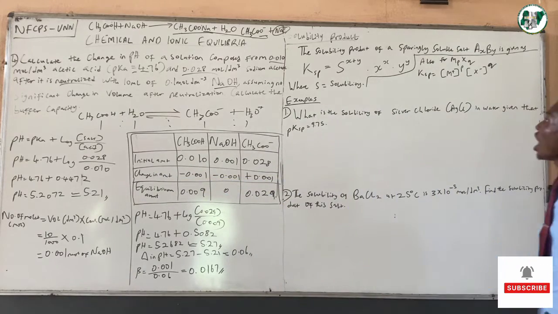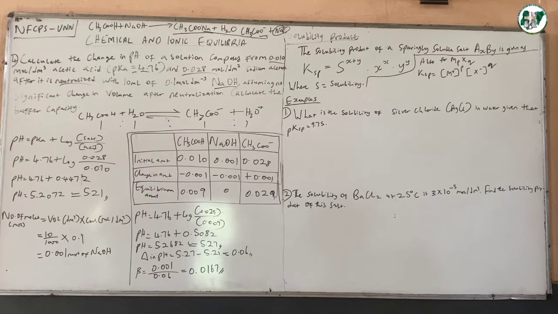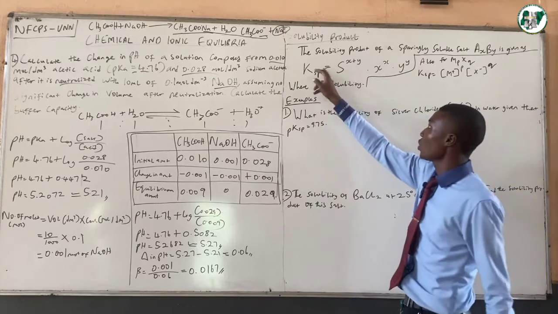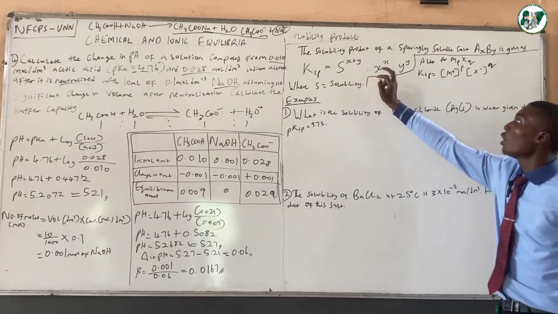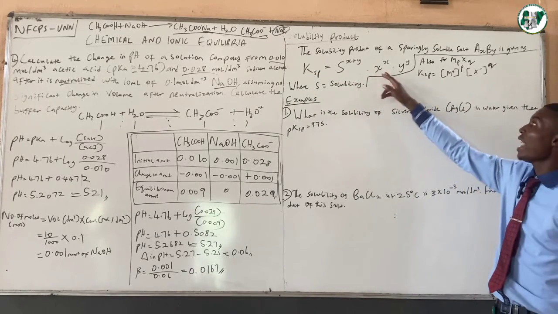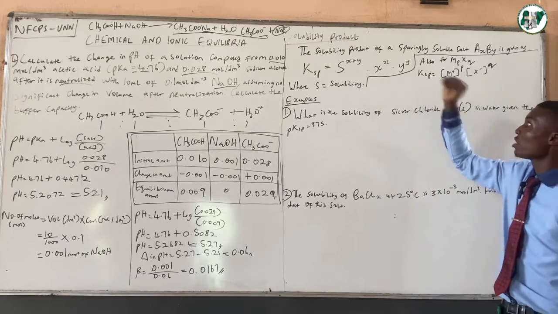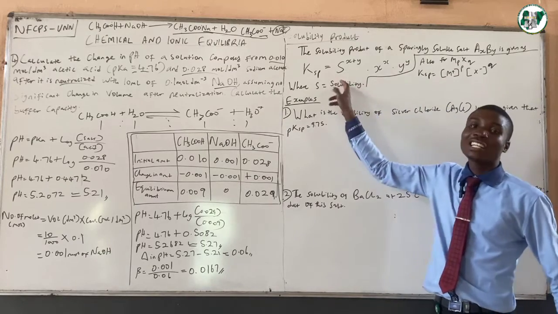and equilibrium amount. So the next thing we're going to be moving over to is the solubility product. Solubility product of a sparingly soluble salt AxBy is given as Ksp, solubility product, equal to S to the power of x plus y, multiplied by x to the power of x multiplied by y to the power of y, where S represents the solubility.